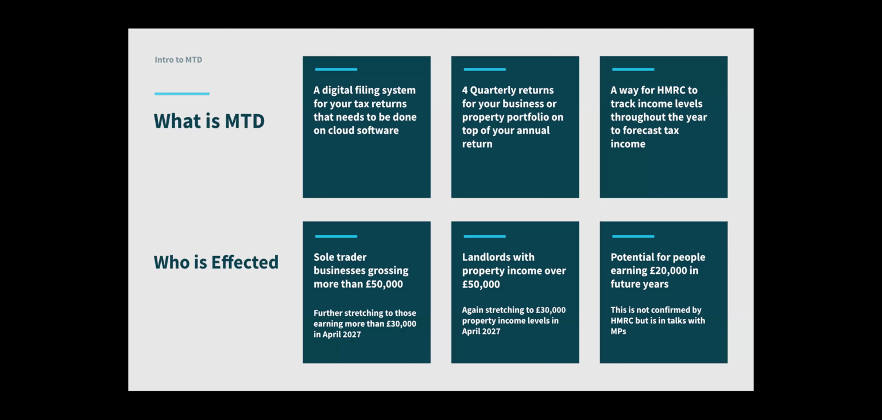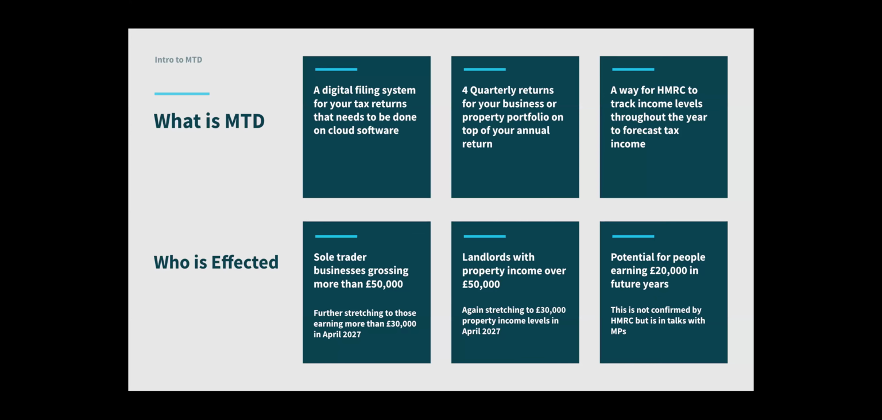You might be thinking, why are HMRC doing this? Is it just an extra admin burden? And kind of yes, but essentially they want to be able to track your income levels throughout the year so that they can forecast their own tax income at the end of the year. So it's moving to more real-time reporting for them to be able to do that. In terms of the payments that you make to HMRC, that will remain exactly the same. You'll still be doing your twice a year, January and July payments, so there'll be no cash flow impact in terms of MTD or anything like that.